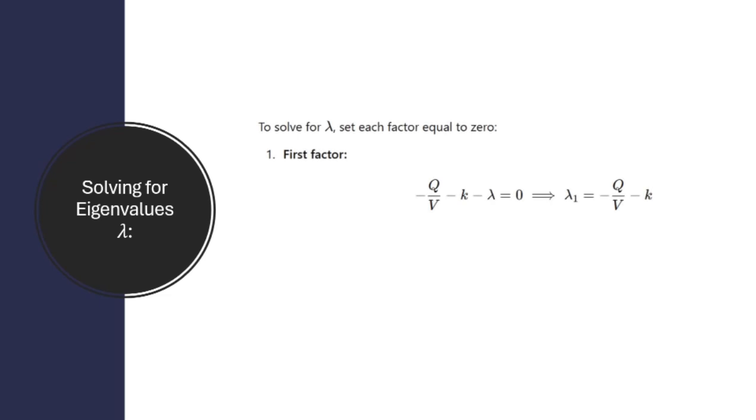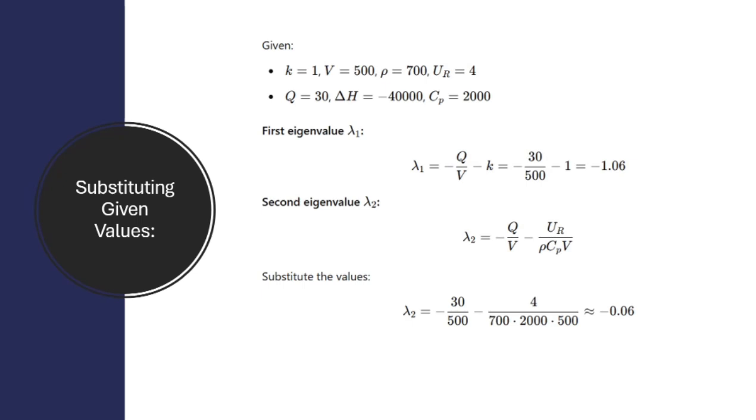And now, for the eigenvalues of lambda. So the first factor is the first term of matrix J minus lambda I. As you can see here, we have set the first element equal to 0. And so you get your first eigenvalue as negative Q over V minus K. And as for the second factor, after solving this equation, you will get your second eigenvalue as negative Q over V minus UA over rho Cp V. And so now, you can determine the exact eigenvalues of lambda using all the variable values given.